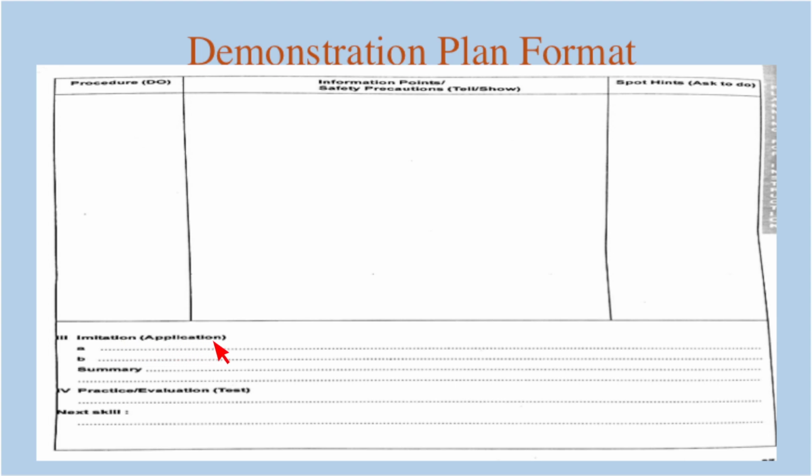Next, the third stage, application, that is imitation. You have to write the questions, then you have to summarize according to the objectives in the summary part. Then the fourth one is the test, practice or evaluation. There you can give questions related to repetition of the same practicals, or with slightly different dimensions or specifications, and give the practice for the trainees.